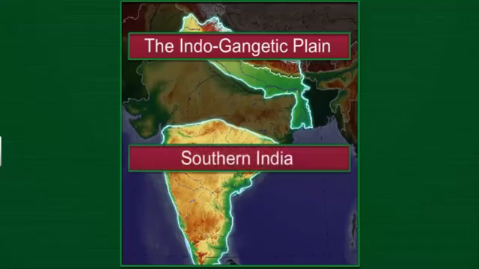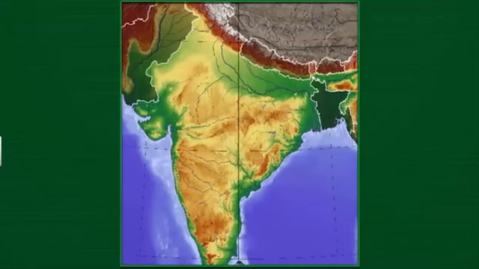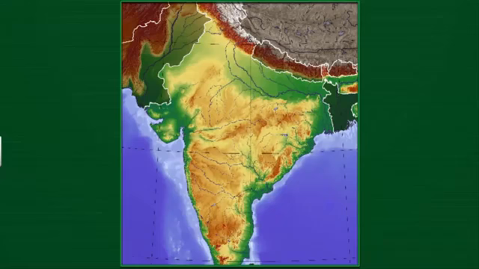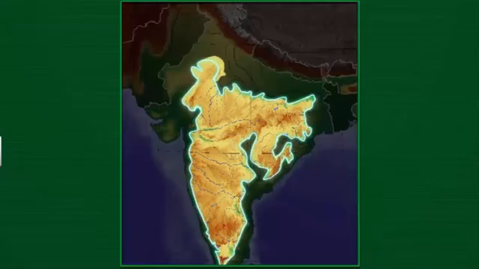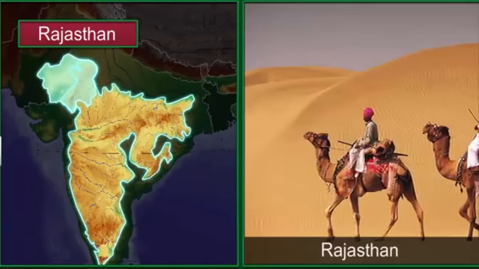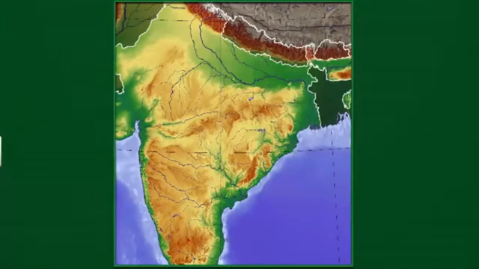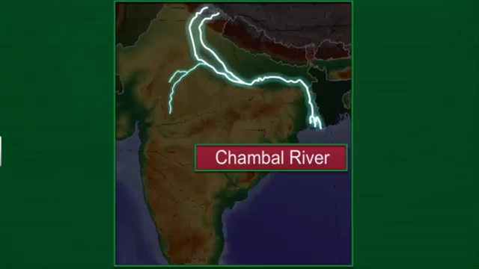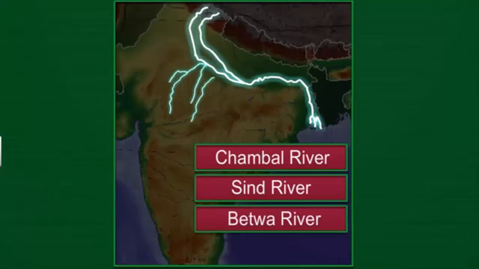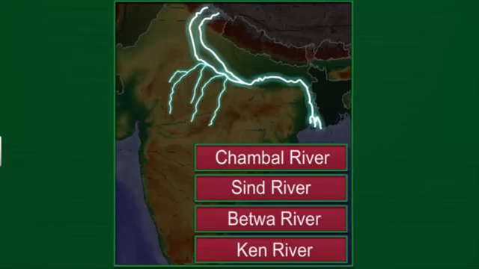Moving a little west along the Vindhya Range, the Peninsula Plateau gradually merges into the sandy and rocky desert of Rajasthan. Let's take a look at the rivers in this region. They are the Chambal, the Sindh, the Betwa, and the Ken. As they flow from the southwest direction to the northeast direction, they give you a fair indication which way the mountains slope in this region.